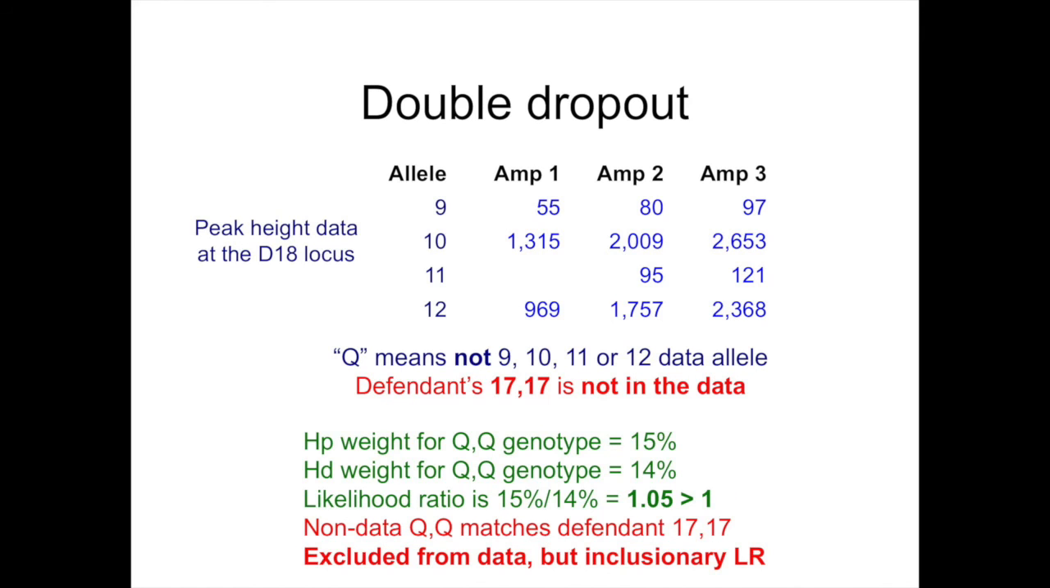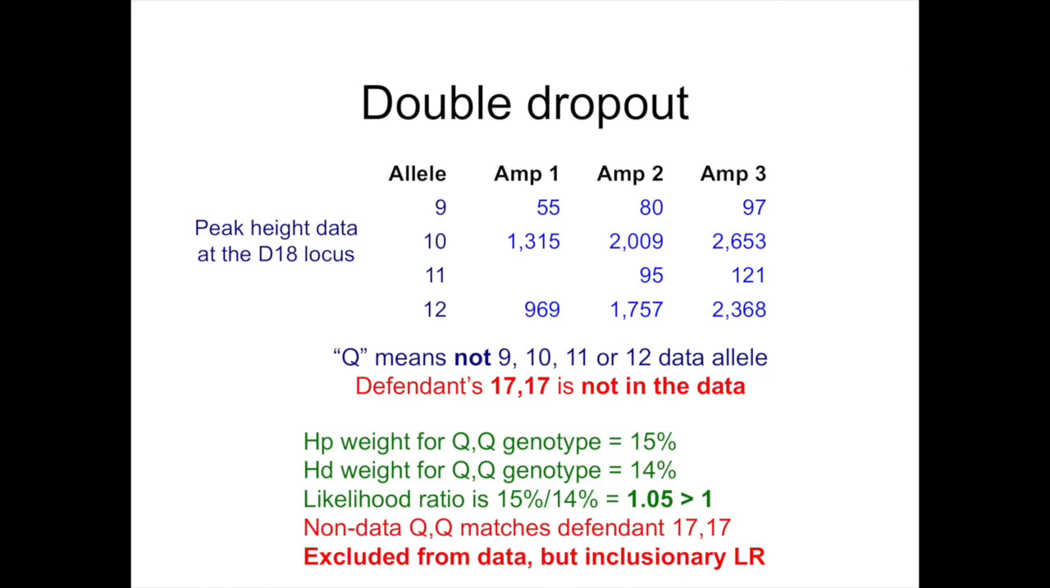The defendant's genotype was unrelated to the allele data used at locus D18. The entered data alleles were 9, 10, 11, and 12. There is no 17 allele in these data, but the defendant's genotype is 17,17 at this locus. His alleles are not in the data. The data at this locus support exclusion, not inclusion.